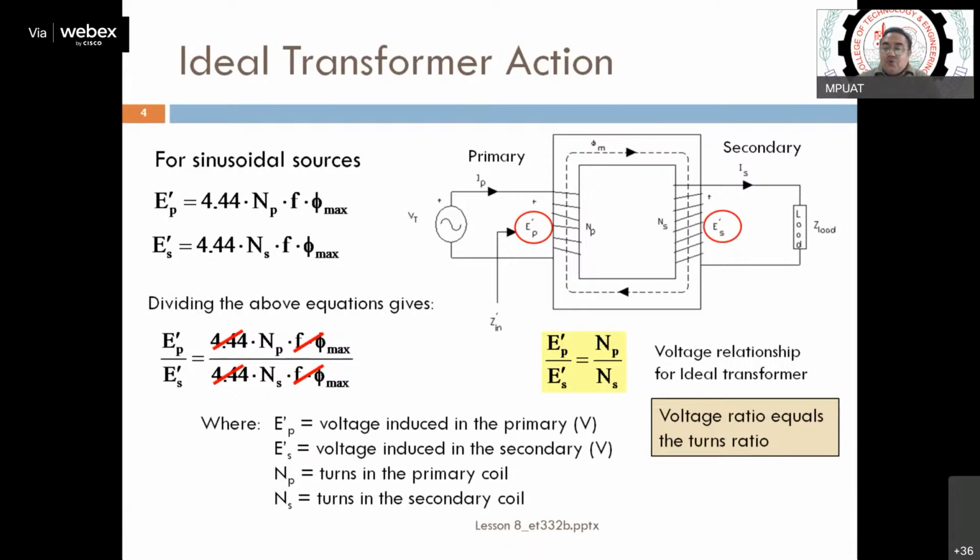This ratio is also called the voltage ratio. If you talk in terms of voltage, that is called the voltage ratio, and if you talk in terms of turns, that is called the turns ratio. Is there any doubt so far in this?